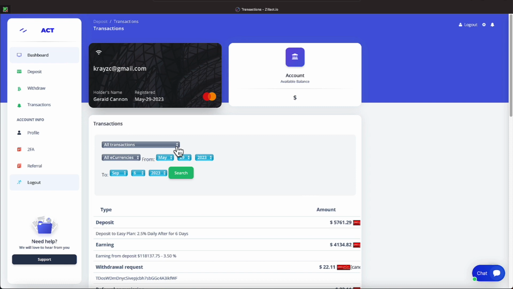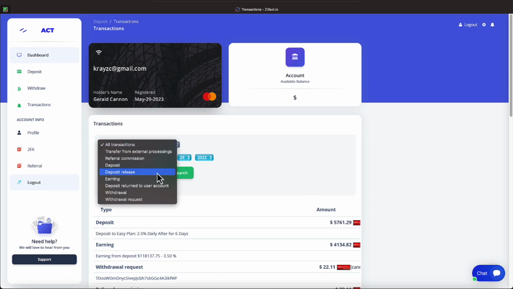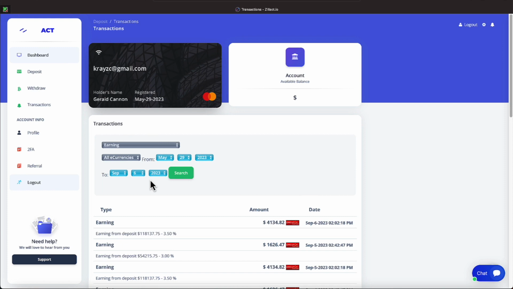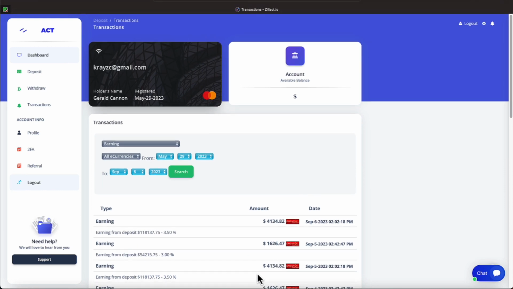Let's see, deposits and earnings. Let's go to earnings, everyone, and as soon as earnings come up, we'll pick up with what earnings have been achieved on the account. Today is the 6th, so we will just concentrate on the 5th. Make sure we include the 6th also. Every day at 2:02 p.m., we're receiving $4,134.82. That is from locking down $118,137.75 on the gold plan, everyone.